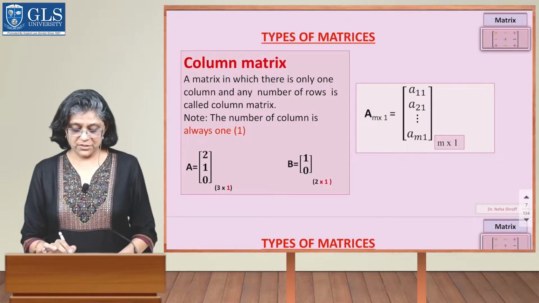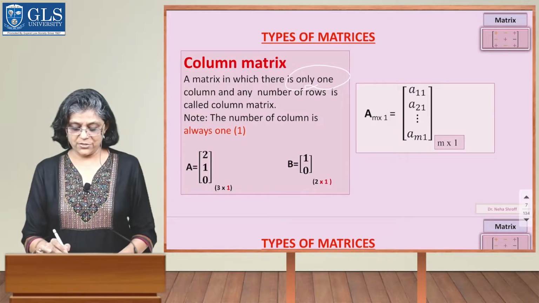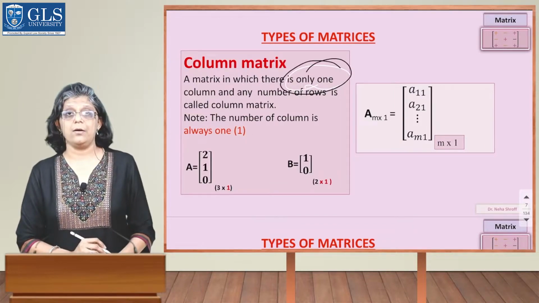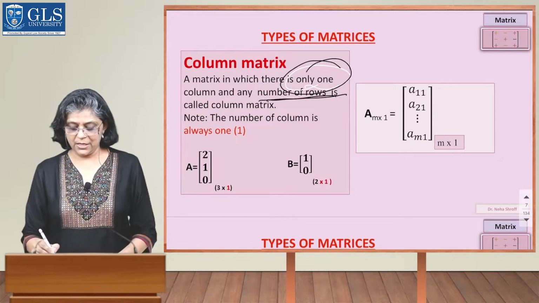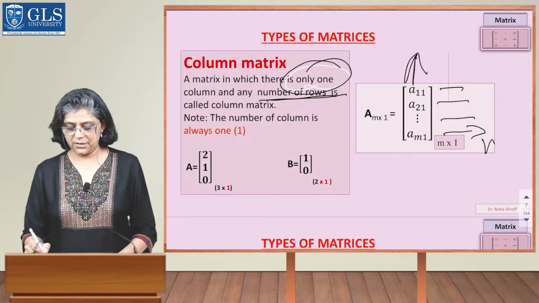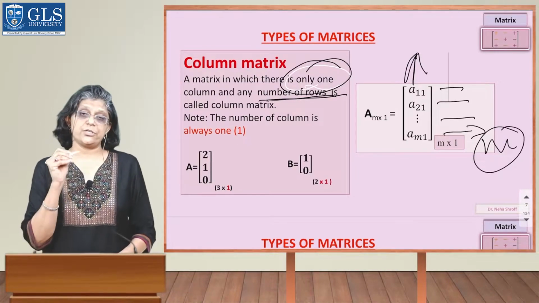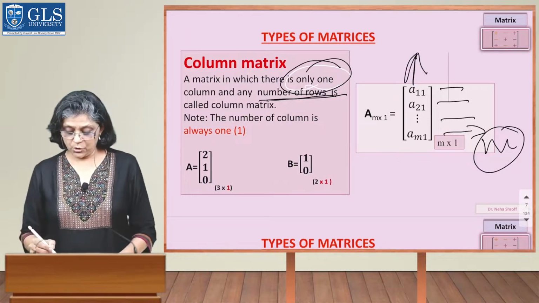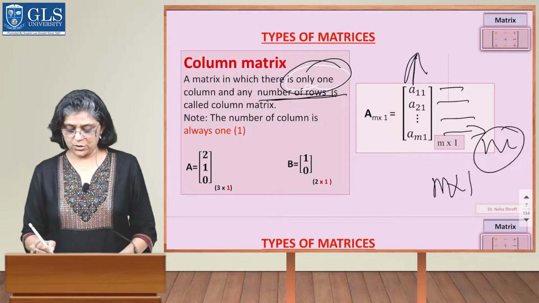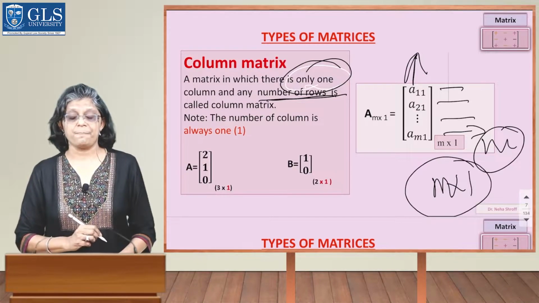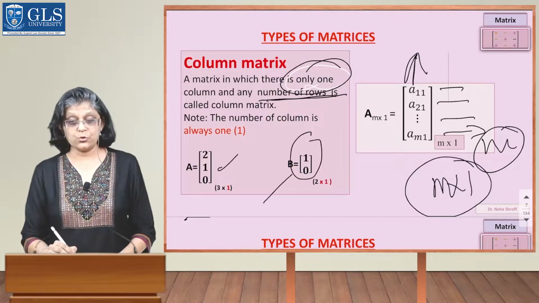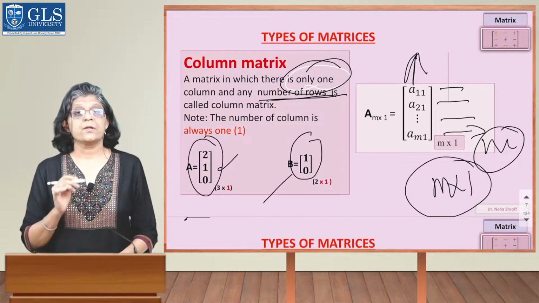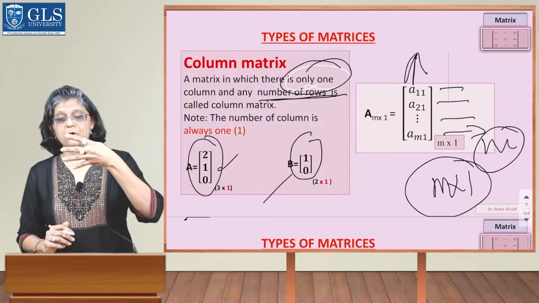A matrix in which there is only one column and m number of rows, that is, there is only one column and there can be many rows, and the generalized notation for the rows is m. So we write m cross 1 for the column matrix. I think these are examples of a column matrix. This is having 2 rows, whereas this is having 3 rows. 3 rows, 1 column.